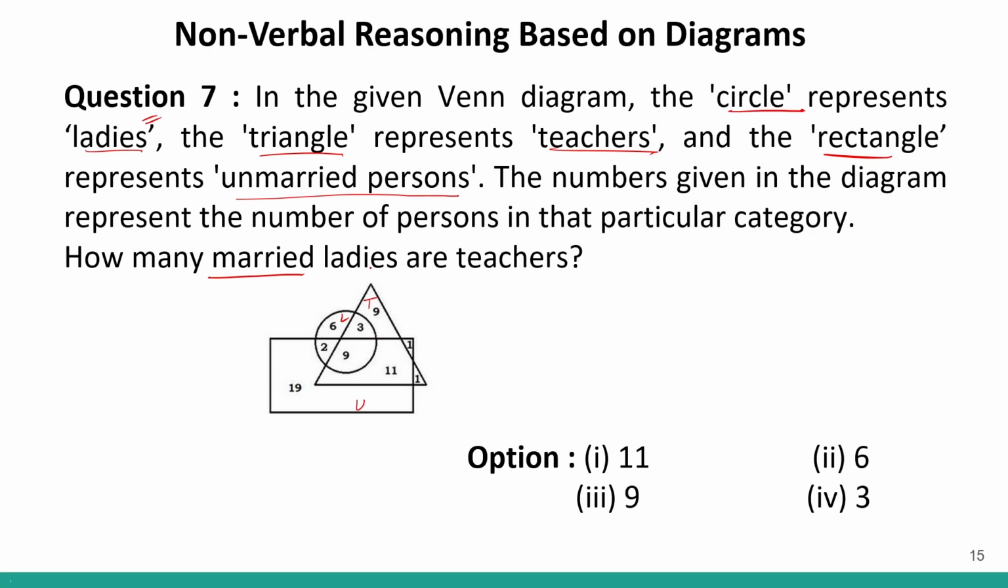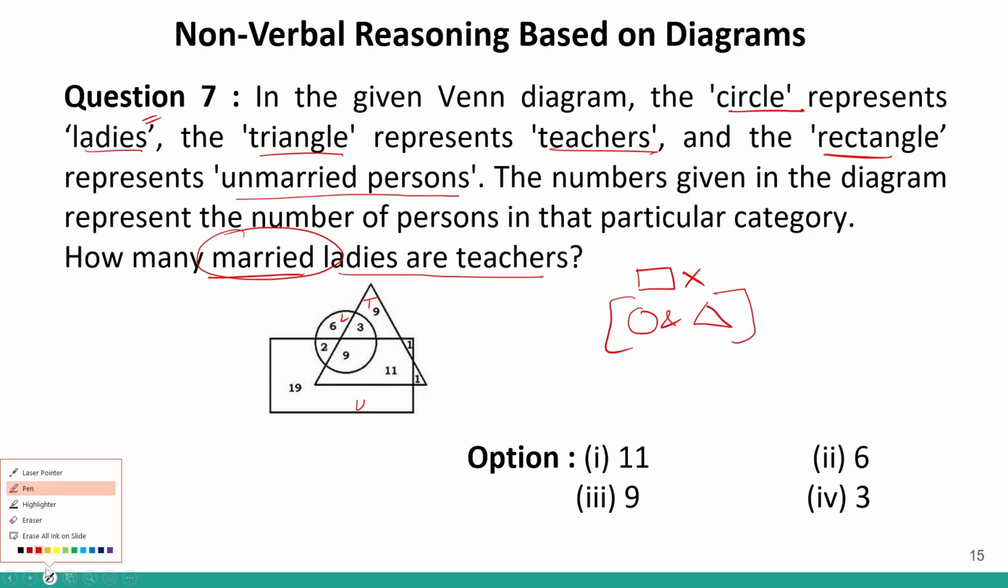We have to find how many married ladies are teachers. So married means the rectangle will not be there. And we have to find the overlapping between ladies and teachers, that is circle and triangle. So we have to find the portion of this Venn diagram which has a circle and a triangle but not a rectangle, because rectangle means unmarried people and we have to find the married people. So we have to find the overlapping between the circle and the triangle.